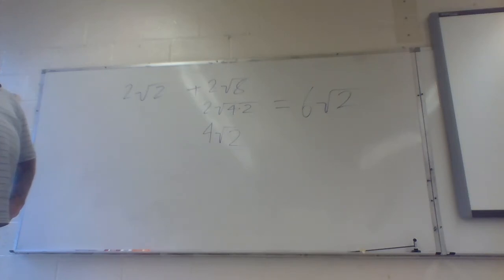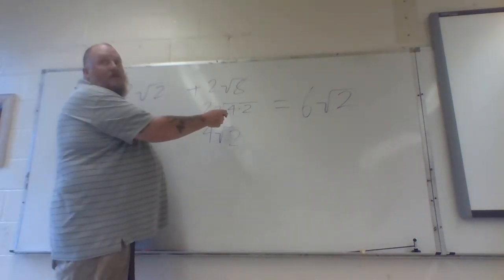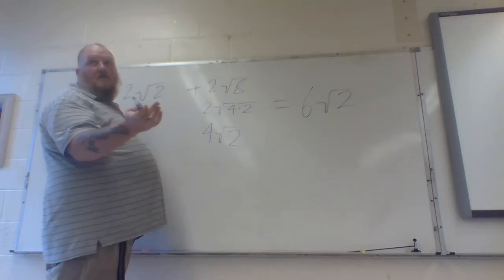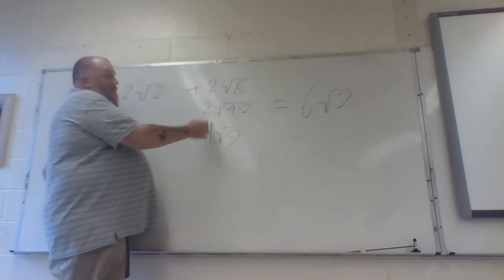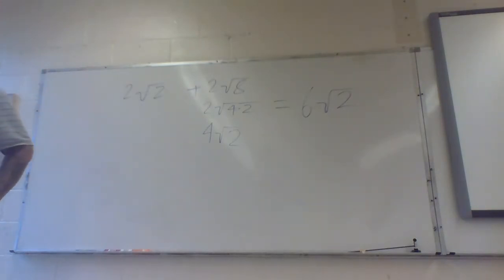Now, do y'all understand how we got there? How did you get the 4 on the outside? I square rooted this 4, and square root of 4 is 2, right? And 2 times the 2 on the outside comes to 4. That makes sense? Yeah.